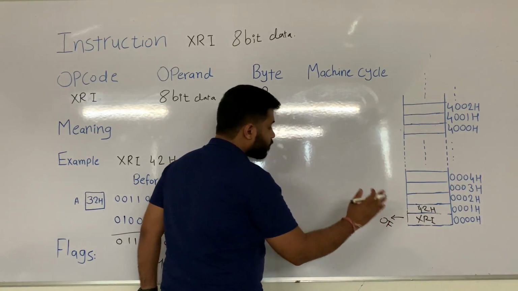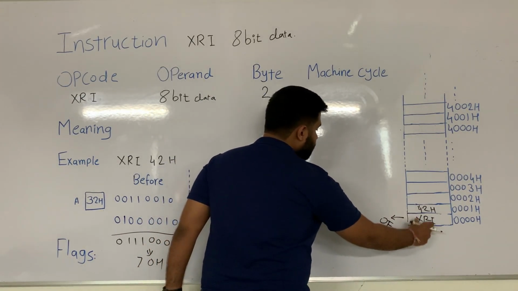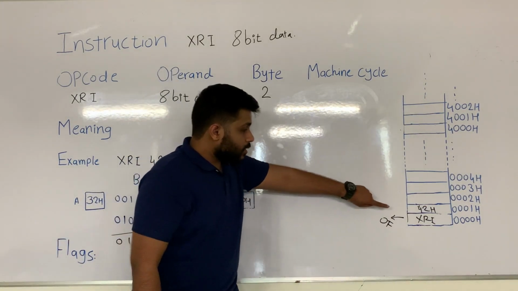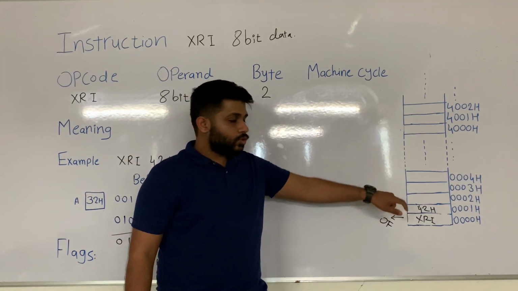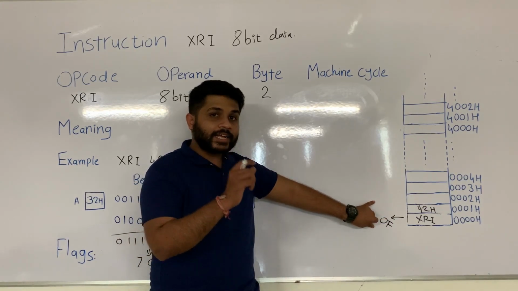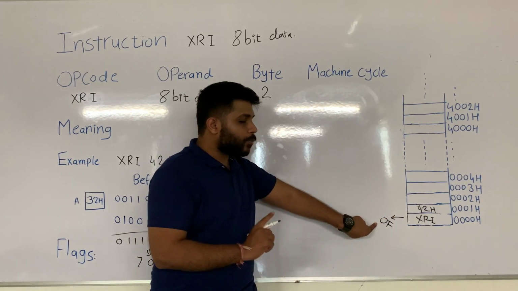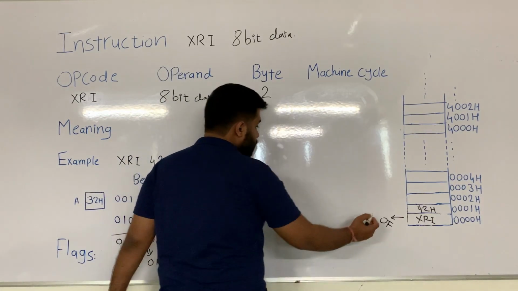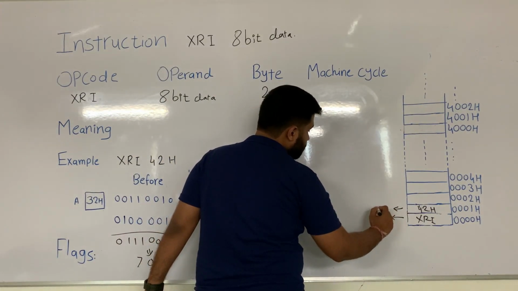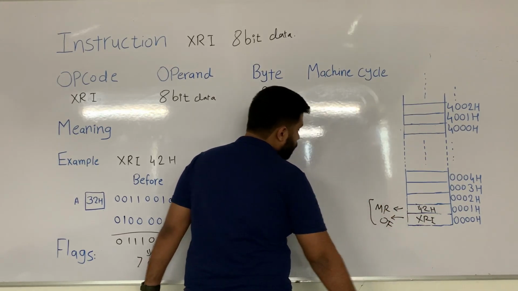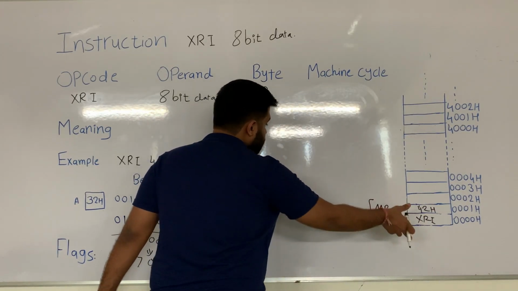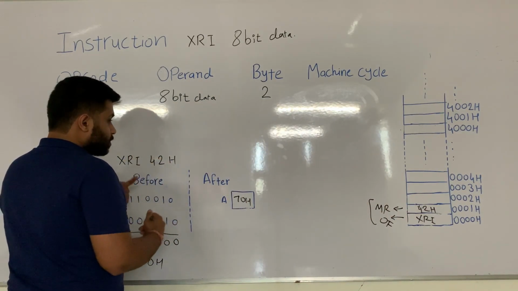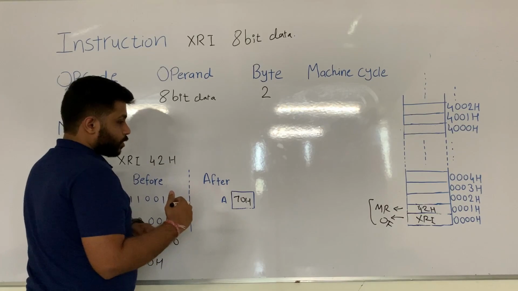When the microprocessor performs the opcode fetch, only XRI will be transferred from the memory to the microprocessor. The 42H remains. So to transfer this whole instruction, that is XRI 42H, the opcode fetch machine cycle alone is not sufficient. So the processor has to perform one more machine cycle, that is memory read. When opcode fetch and memory read are performed, this whole instruction will be transferred to the microprocessor. The processor will decode the instruction and execute.